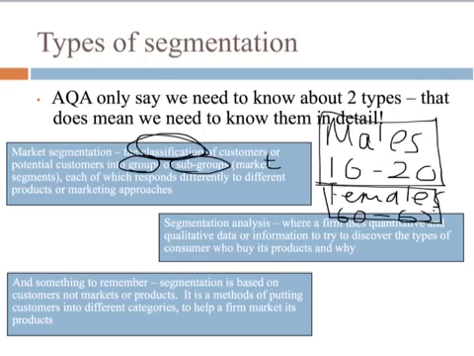And also a little something to remember. Segmentation we do to customers. We don't do it to markets or to products. So we don't group together markets, we don't group together products. What we group together are the different customers. It is a method of putting customers into different categories. So for instance here I did gender and I did age to help a firm market its products.